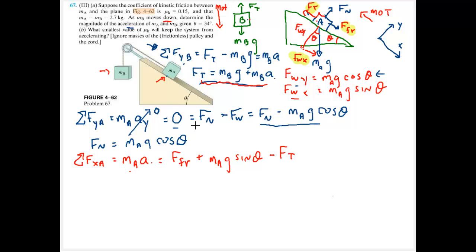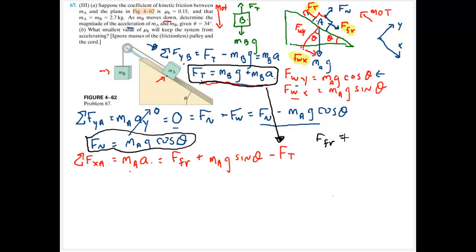And now what I can do is take my tensional force that I solved for right up here, and I can plug that guy in right there. I can take my normal force, and I know that the force of friction must be equal to mu sub k times the normal force. Use that relationship and use the normal force, add those two guys together, and I can plug those in right there. So I'm going to do that.